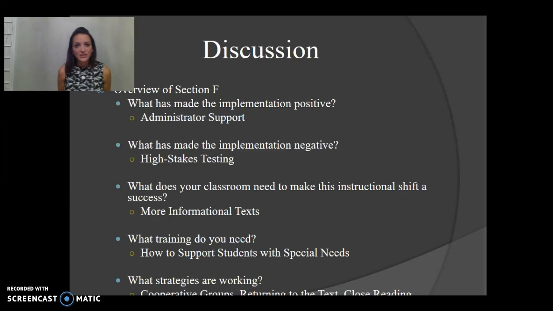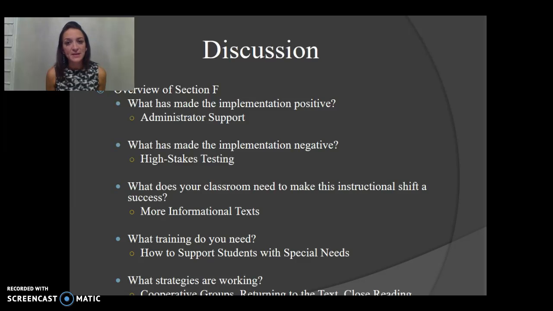An overview of Section F is provided here. Again, Section F of the survey did provide open-ended questions. First, what has made the implementation positive was asked to teachers, and administrator support was found to be the strongest connection to positive implementation.